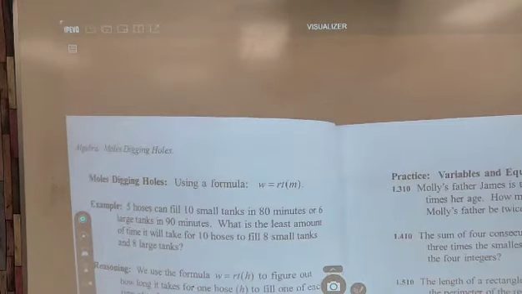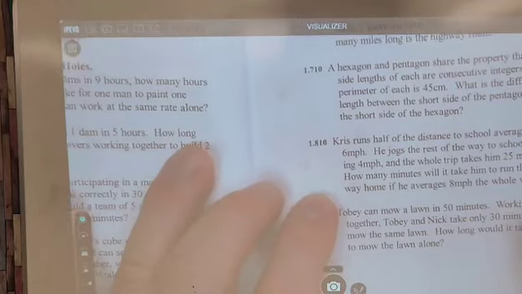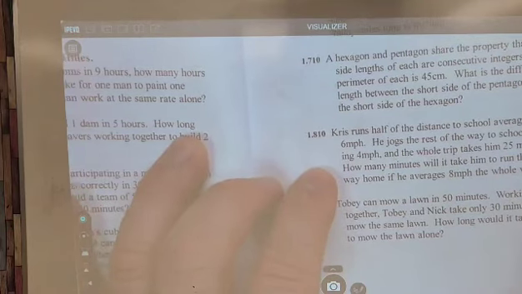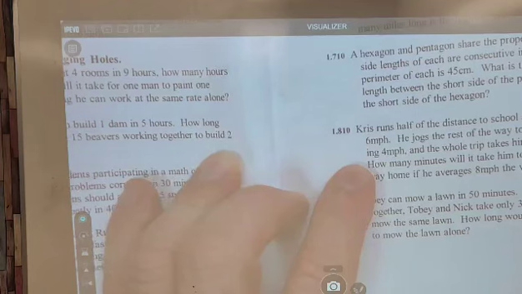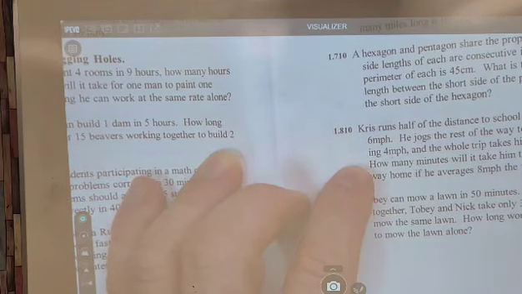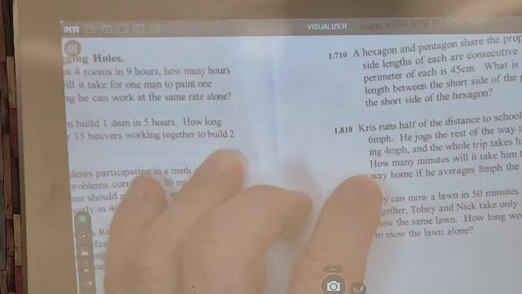Okay, let's look at these last two here. Chris runs half of the distance to school, averaging 6 miles per hour. He jogs the rest of the way to school, averaging 4 miles per hour. And the whole trip takes him 25 minutes. How many minutes will it take him to run the same way home if he averages 8 miles per hour the whole way?